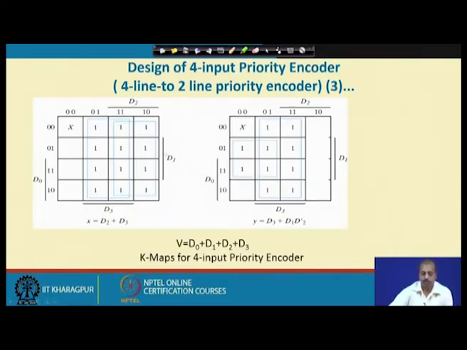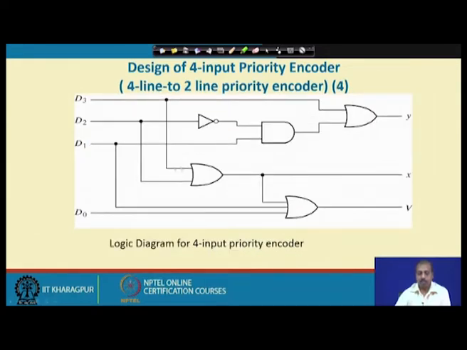So, if we are looking into this design, we have got this x. If you draw the truth table, it will be like this. So, x equals D2 or D3, then y equals D3 or D1 D2 bar. Okay. So, from this you have got x and y, and this valid bit is equal to 1 if all of them are not equal to 0, that is, at least one of them is equal to 1. Here there is a slight modification in the circuit.